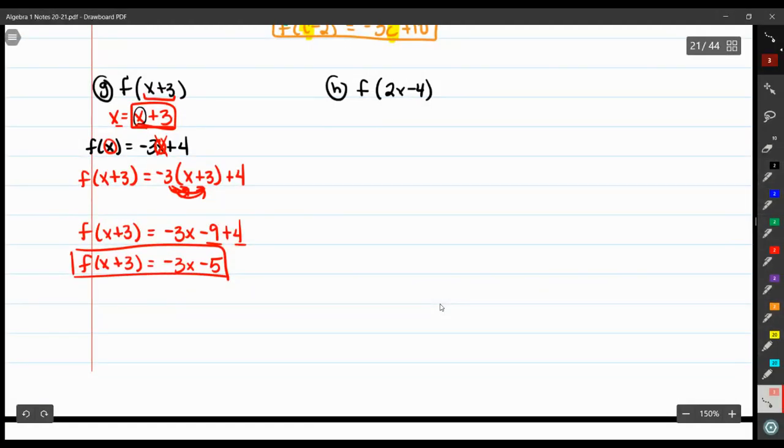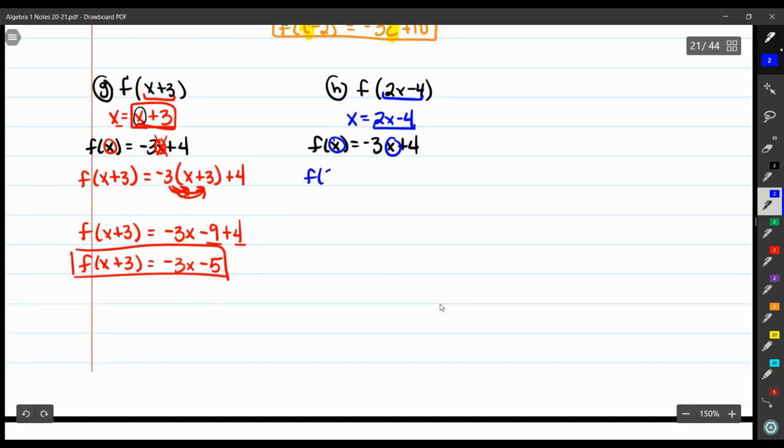So notice how the original equation and the new one are different. So this is what we did to get this guy. We replaced x with x plus 3. Let's try h. So again, this is on the inside, so that means x gets replaced with 2x minus 4. So here was our original, f of x equals negative 3x plus 4. That was the original. So we're going to be replacing all the x's with 2x minus 4.